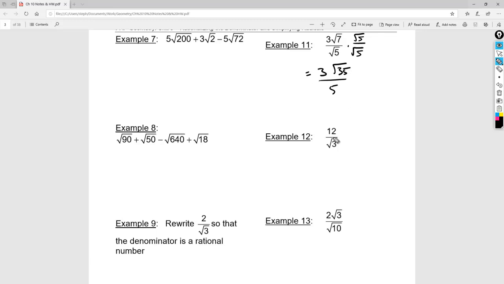Alright, number 12 and example 10 are very similar. So here, if I multiply by the square root of 3 over the square root of 3, again, these will cancel out. On top, I have 12 root 3. On bottom, I have 3. 12 over 3 is 4.